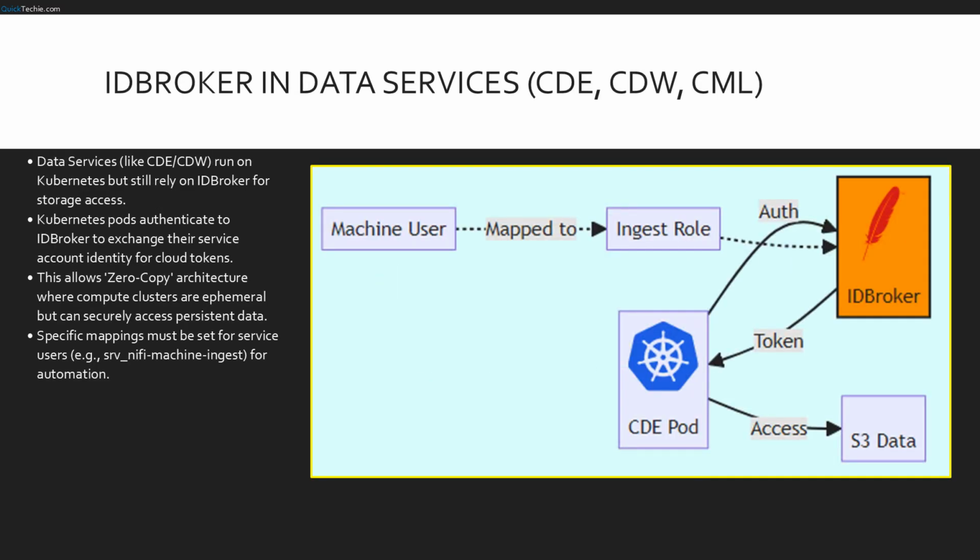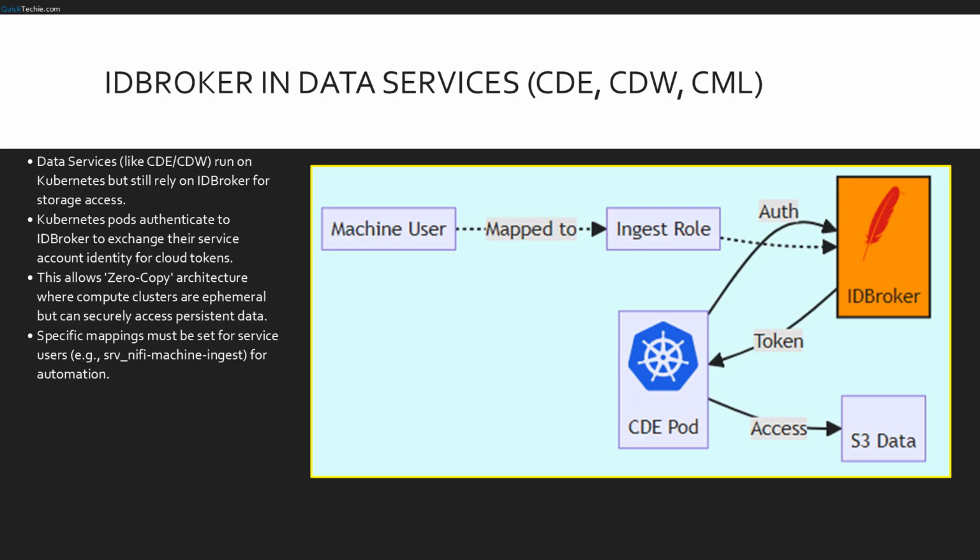IDBroker isn't just for VMs. It's crucial for data services running on Kubernetes, like Cloudera Data Engineering, CDE, and Data Warehouse, CDW. In these environments, Kubernetes pods need to access your data. They call out to the IDBroker service in the data lake to get credentials. This enables the zero-copy architecture.